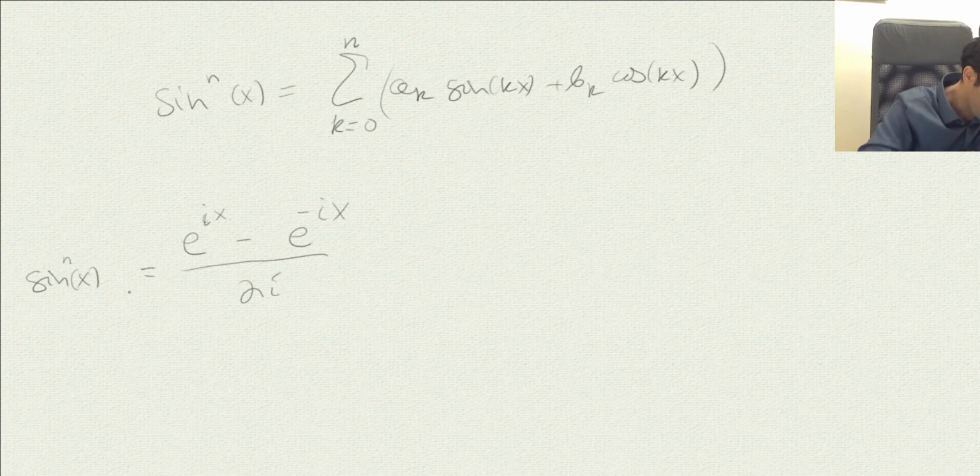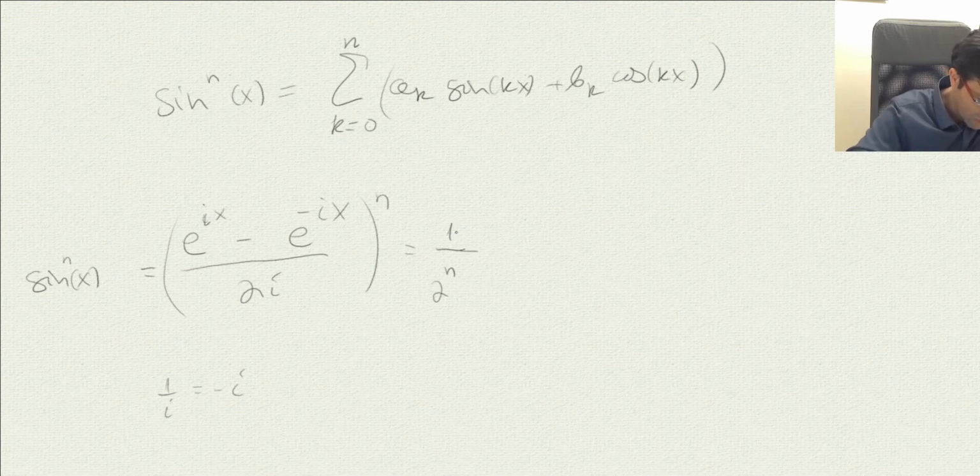And then sine to the power of n is this to the power of n, and so we can write this as 1 over 2 to the power of n. And here, 1 over i is actually minus i. So we can write this as minus i to the power of n, or minus 1 to the power of n times i to the power of n. This is what we have here.